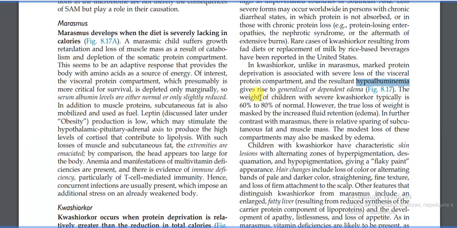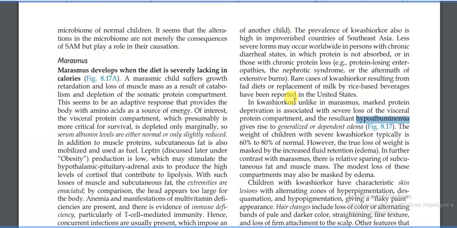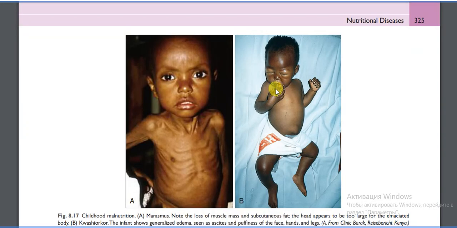Hypoalbuminemia, which causes generalized or dependent edema. As you see on this diagram, edema is present all over the body. And actually, we have more diagrams. You can check kwashiorkor disease in Google pictures. You can see a lot of African descendant people with a very large stomach, so a very increased abdominal cavity.